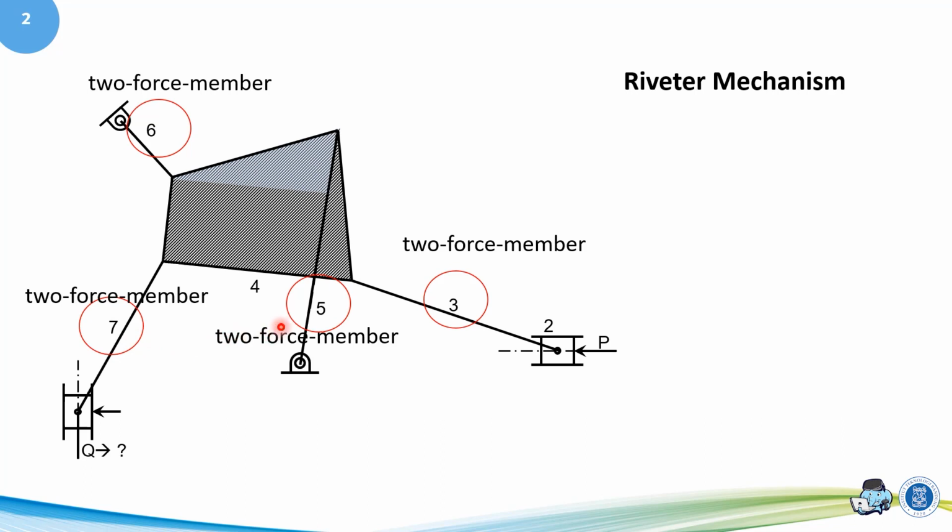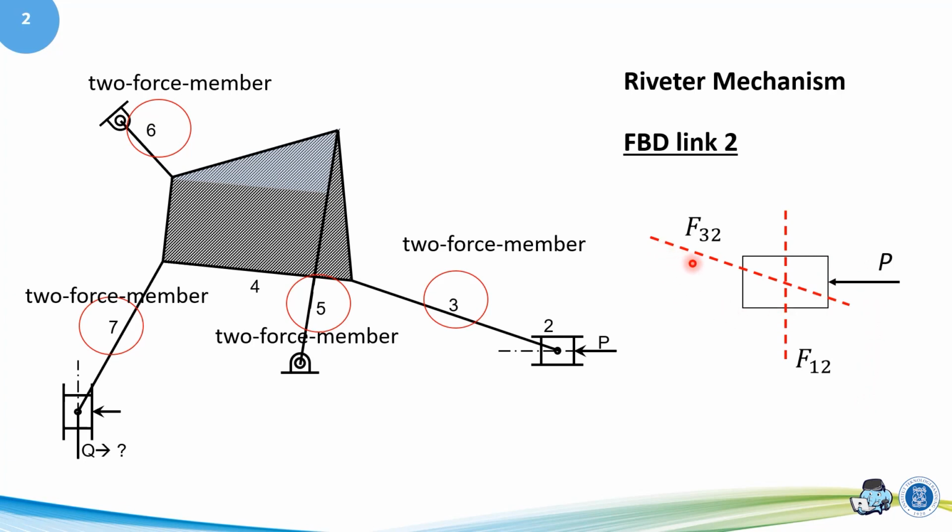First we draw the free body diagram of link number 2. You can see in link number 2, we have the external force P going to the left side, and then we have F12 and F32. Before I continue, I want to explain the nomenclature of F12. F12 means the force due to link number 1 acting on link number 2. Another example, F32 means this force is due to link number 3 acting on link number 2.